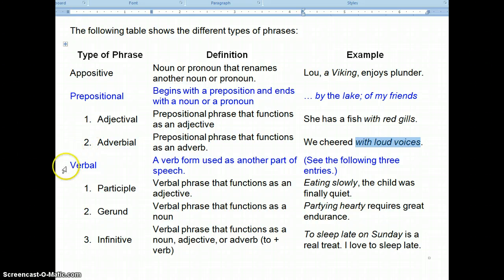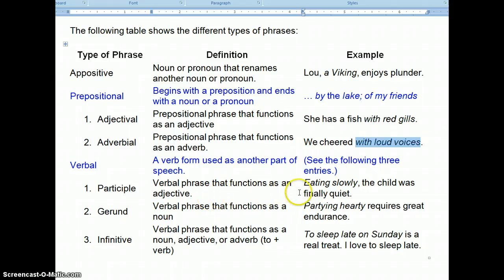All right, now moving on. This is a new concept. All of these up here should be familiar to you already, but now these might be a new concept to you. Now we're talking about verbals, and that is a verb form which is going to be used as another part of speech. Okay? Participles. It's a verbal phrase that functions as an adjective in a sentence.